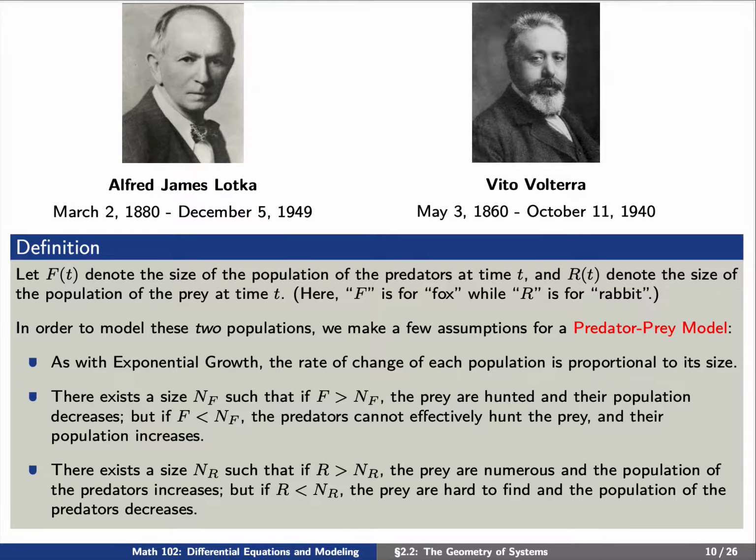Similarly, let's assume that there's some number n sub r that depends upon the prey, such that if the number of prey r is greater than n sub r, then the prey are numerous, and the size of the population of the predators increases. However, if the size of the prey r is less than this n sub r, then the prey are hard to find, and hence the population of the predators decreases.